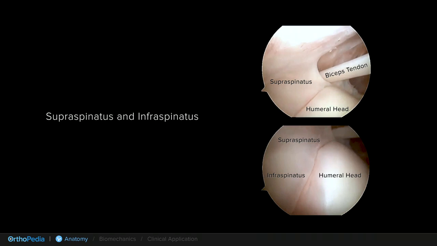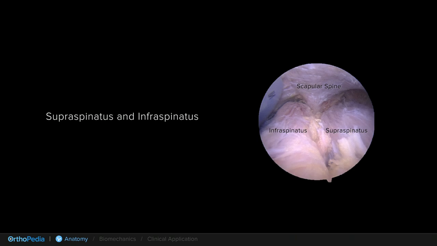The image on the bottom right is with the camera telescoped back to give a more posterior view of the humeral attachment of the rotator cuff tendons. Here you can see both the supraspinatus and infraspinatus tendon attachments. Also shown here is a normal anatomic variant of the humeral head called the bare area. This is an anatomic indicator of the transition between the supraspinatus tendon and the infraspinatus tendon.